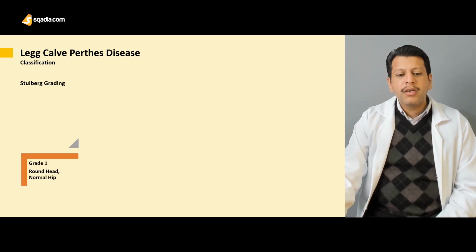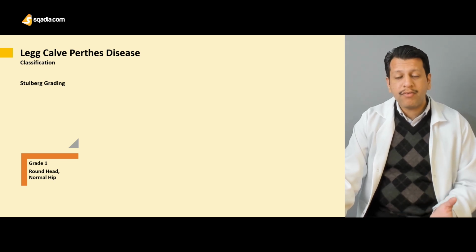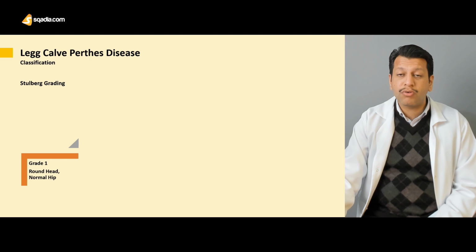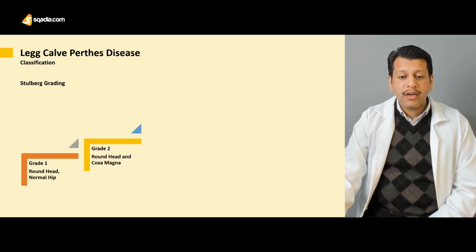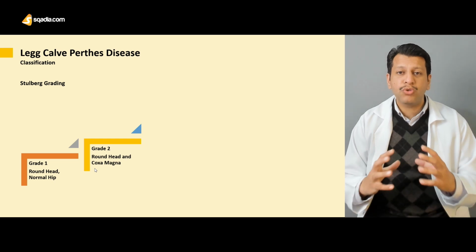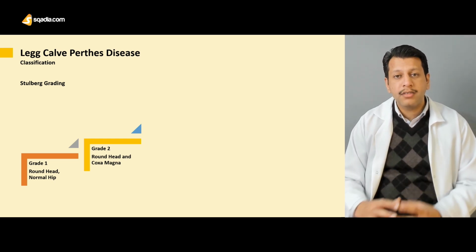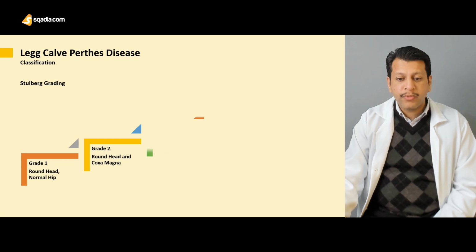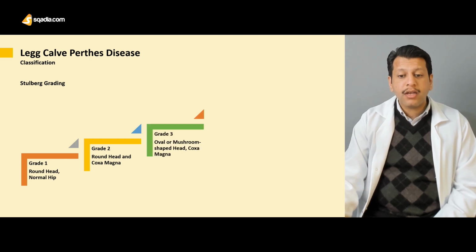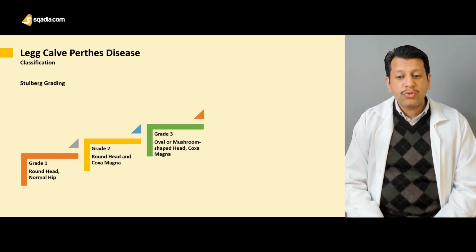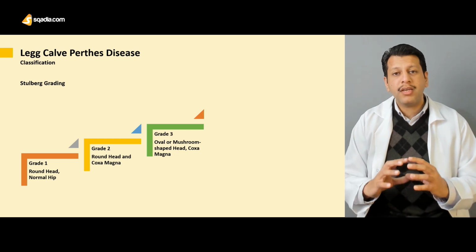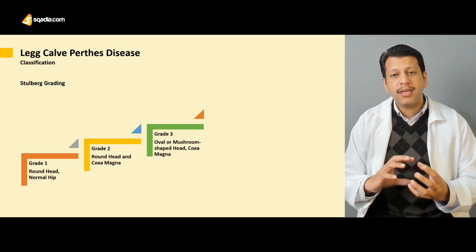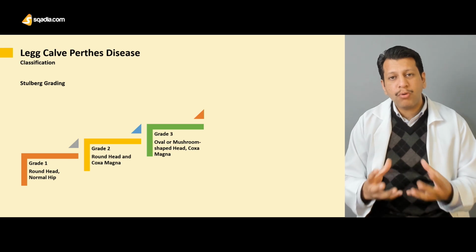It could be a round head with a normal hip. This is a normal head which completely remodels, called grade 1. Or it could be grade 2, in which there is a round head, but a large mushroom-like head called coxa magna. In grade 3, it's an oval, mushroom-shaped head, in which the head is not round, but either has an oval shape or is an oblong-shaped head.